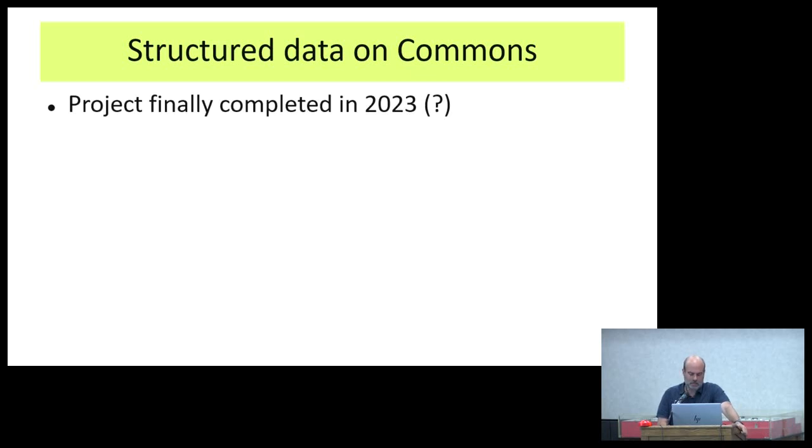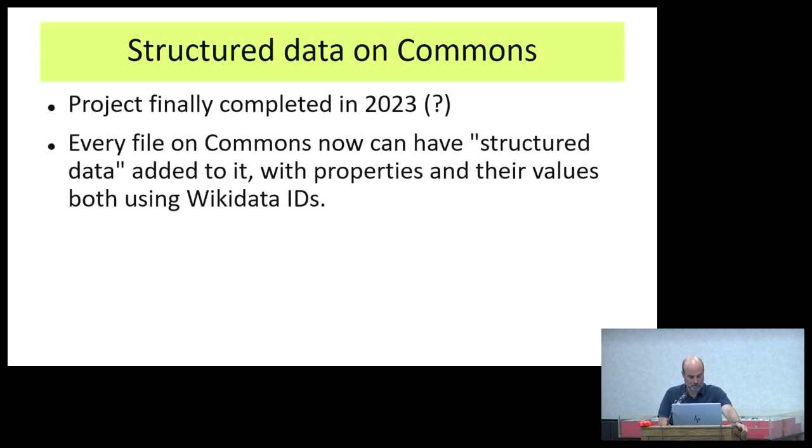Structured data within Commons has a specific meaning. It's a project that I think was completed in 2023. I might be off a little. It's hard to find the history of it. It was in planning for a long time before it was completed. So every file on Commons can now have so-called structured data added to it. That involves basically properties and their values using Wikidata IDs. So it's a lot like what you find on Wikidata, or for that matter, any wiki-based installation. But the difference within Commons is you can't define properties or additional values. You just use whatever is already in Wikidata.